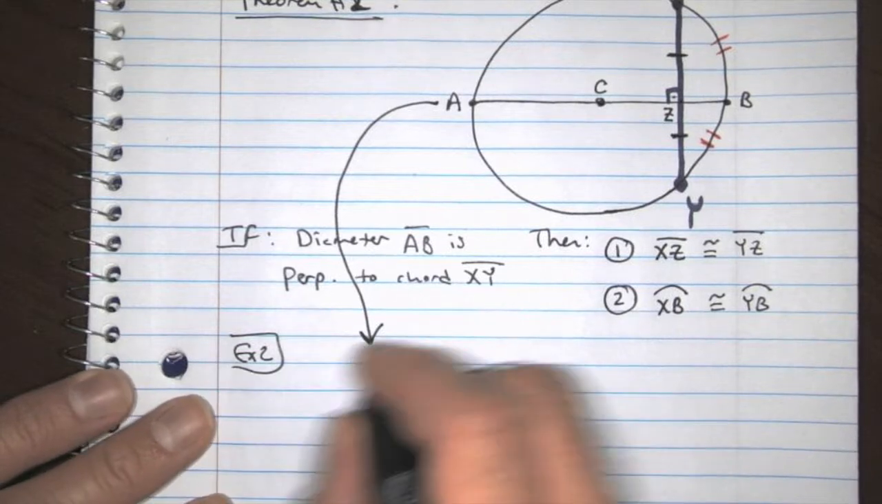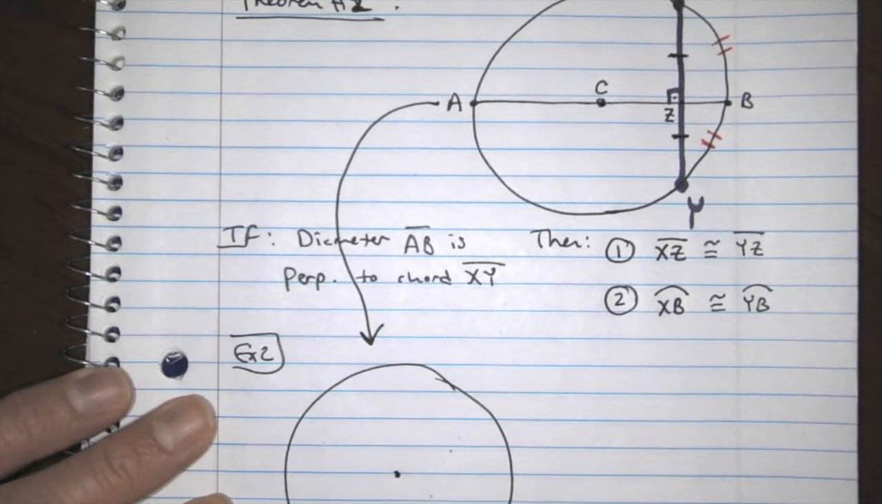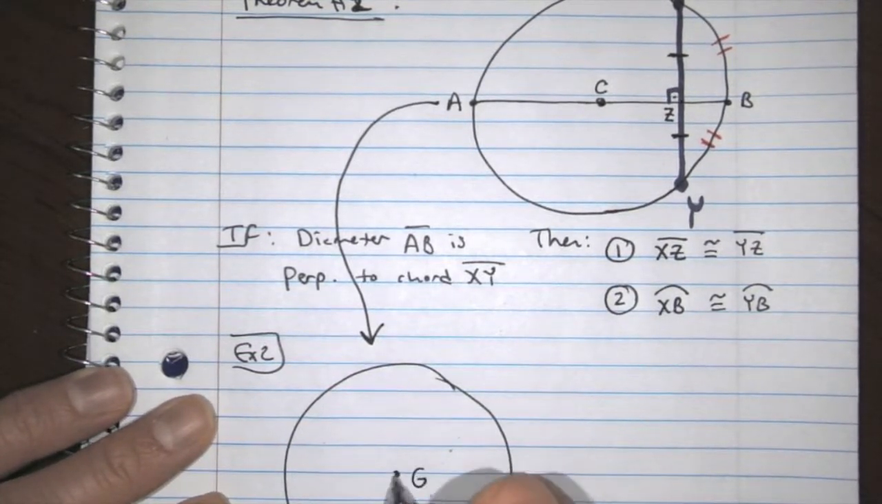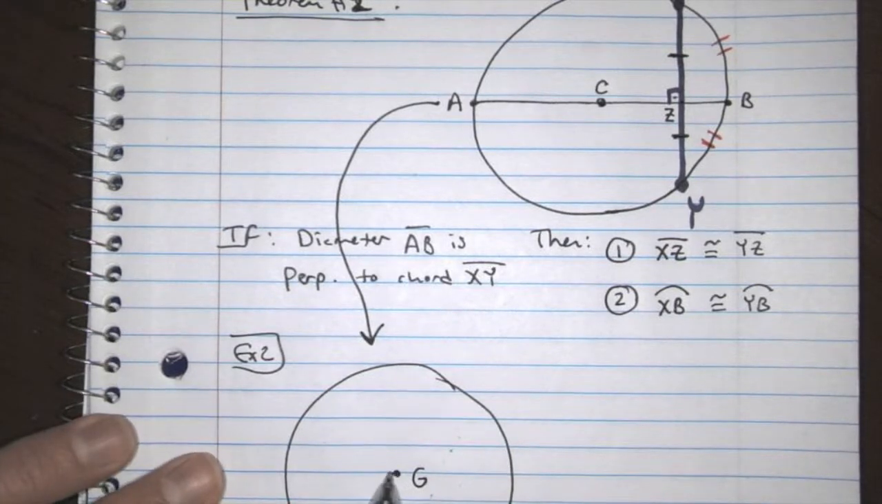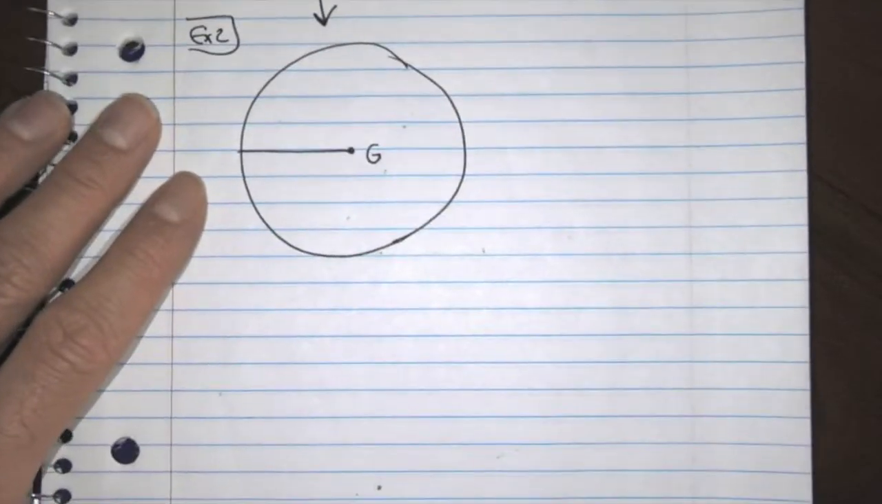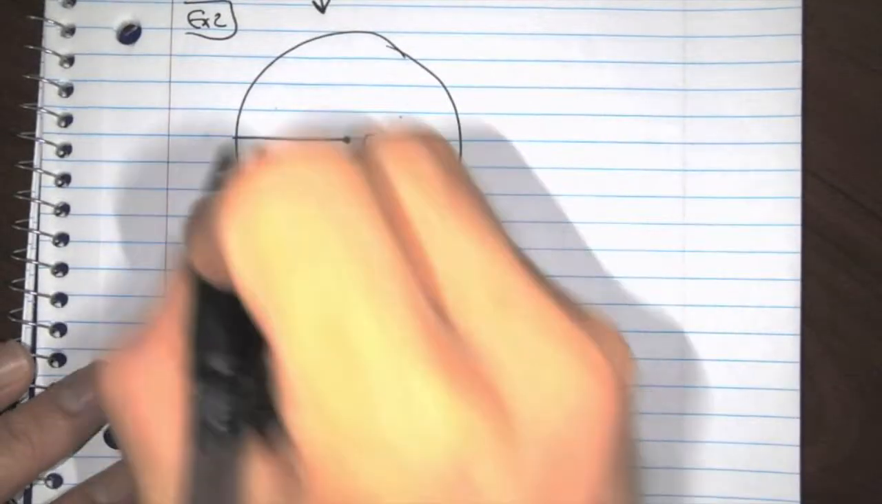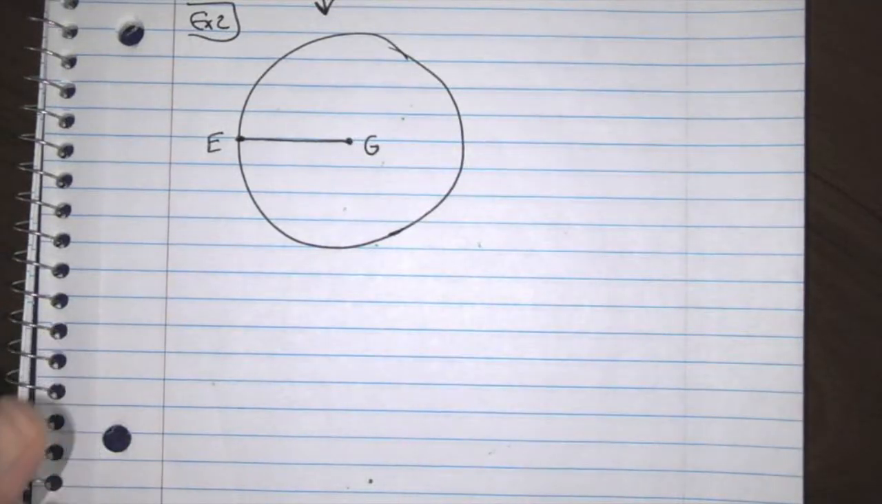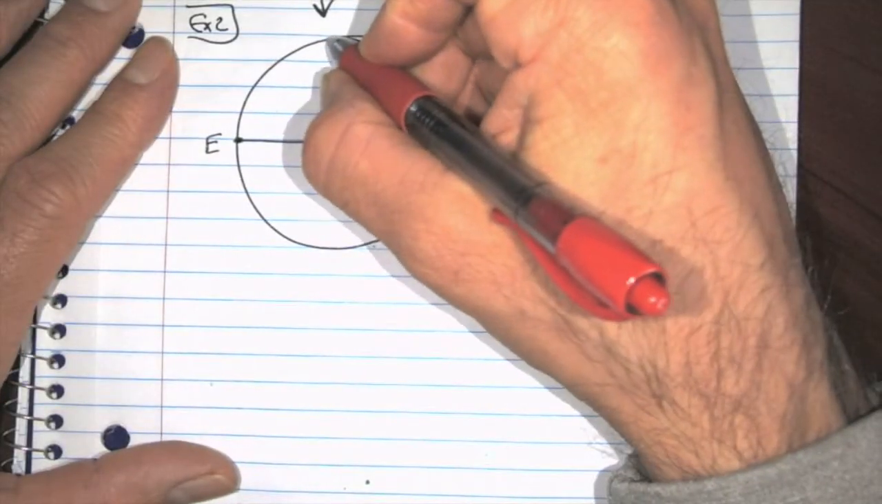Alright. Draw a circle. Give it a center. That center is G. And give it a radius going to the left. Alright, let me move this up a little bit. Circle G. Let's call this E, elephant. And I'd like you to make a chord going up and down, and more importantly, make it perpendicular.